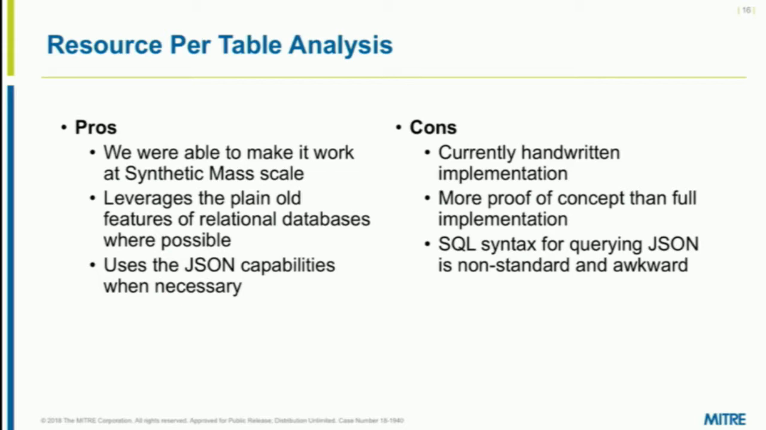The downside to this, it's currently a handwritten implementation, so we don't have any slick things that look at structure definitions to output all the code like we did with the Go implementation. It's certainly much more proof of concept now than full implementation. You're welcome to go to the repository, hang out with us, but this is more idea-aware than something that you can go and deploy right now, as opposed to the Go FHIR server, which is much, much more robust. And what we found, at least on the Postgres side, is the SQL syntax for querying JSON is non-standard and a little bit awkward at this point, but it gets the job done.